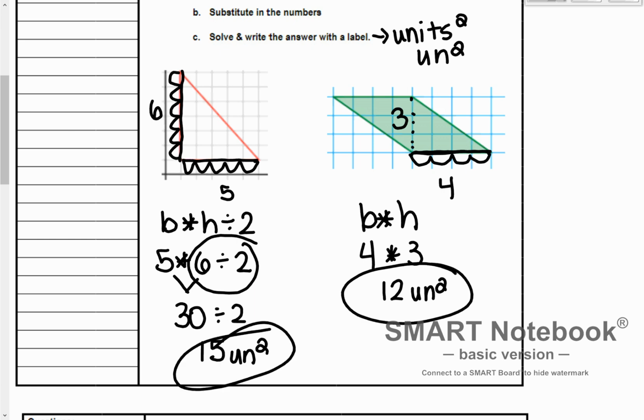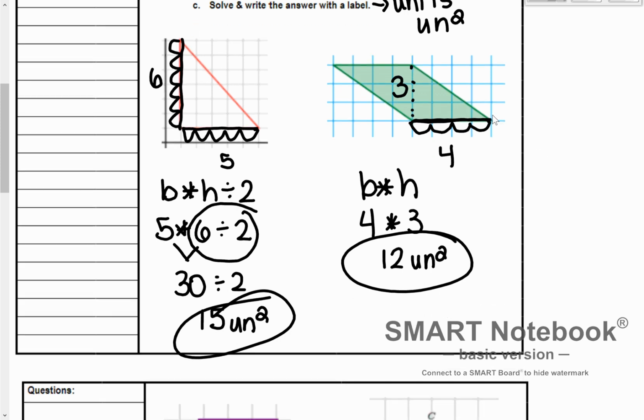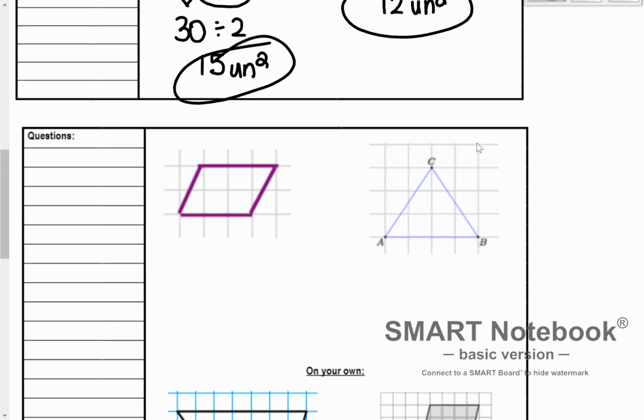Okay, that's all we're doing today. The hardest part is just counting for that base and that height. I've told you guys that so many times before. That base and height is where it's going to get you.